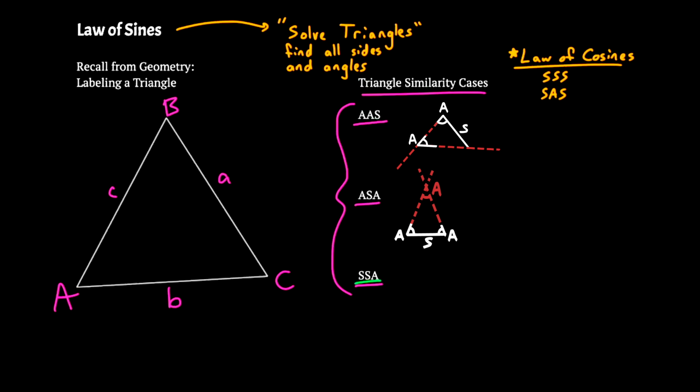Unfortunately, we also have the SSA, the side side angle case, which we also refer to as the ambiguous case. And you probably remember in geometry joking about it if you spelt this backwards. So this is the bad case, and the reason why is there's sometimes 2 possible triangles.